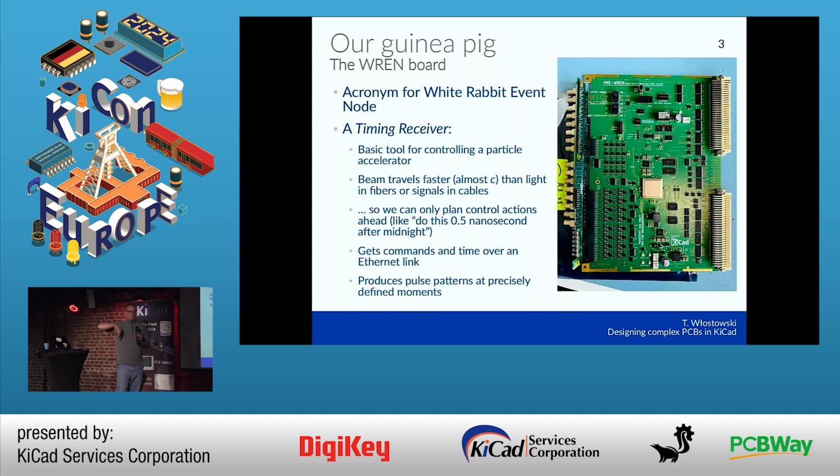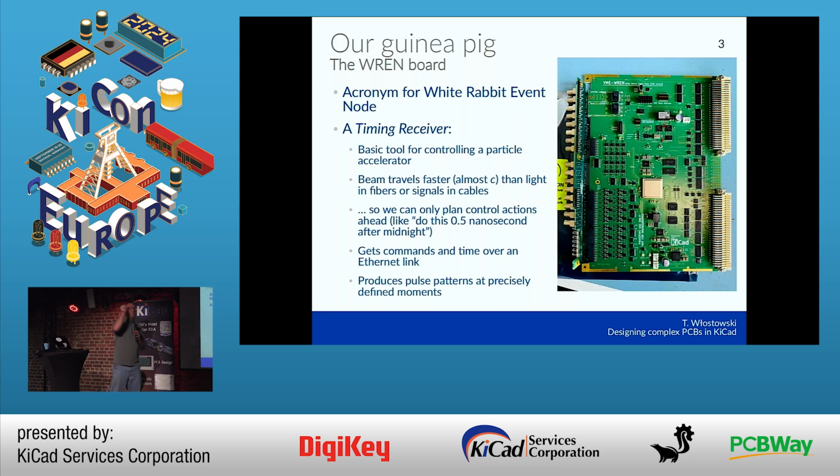The particles move at pretty much c. So they are faster than the light in a fiber and faster than any electrical signal in a cable, because those propagate with slightly less. In a typical optical fiber, it's like 2/3 of c. So we cannot really do a classical feedback control, like observe something happening with the beam, process, and then react, right? Because the beam will not be there anymore. We can only plan actions in advance.